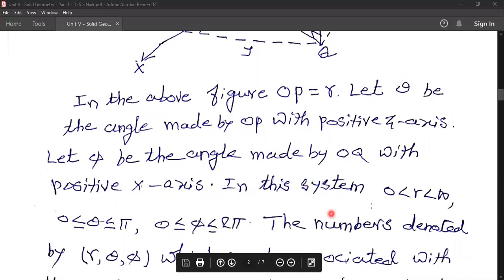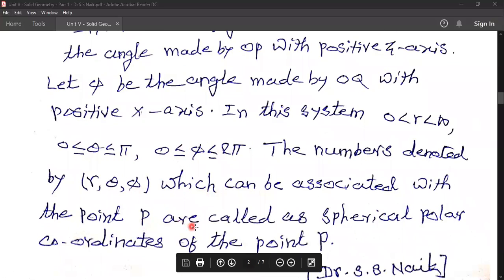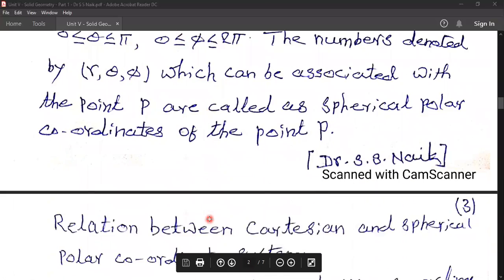In this system, r lies between 0 and infinity, theta lies between 0 and pi, that is 0 less than or equal to theta less than or equal to pi, and phi lies between 0 and 2 pi. The numbers r, theta, phi, which can be associated with the point P, are called the spherical polar coordinates of the point P.